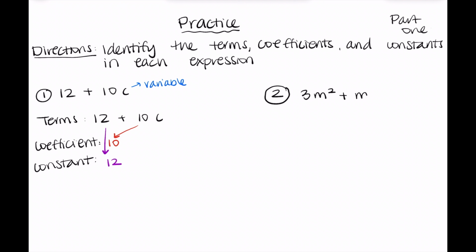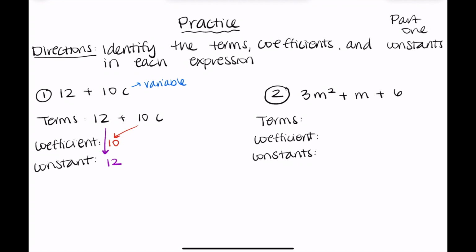Now it's possible to not have a constant. We'll see other examples with that as well. But for now, we'll move on to number 2. For number 2, we have 3m squared plus m plus 6. So again, we're going to write out our terms, our coefficients, and our constant. Our terms is just the entire algebraic expression, which is 3m squared plus m plus 6.